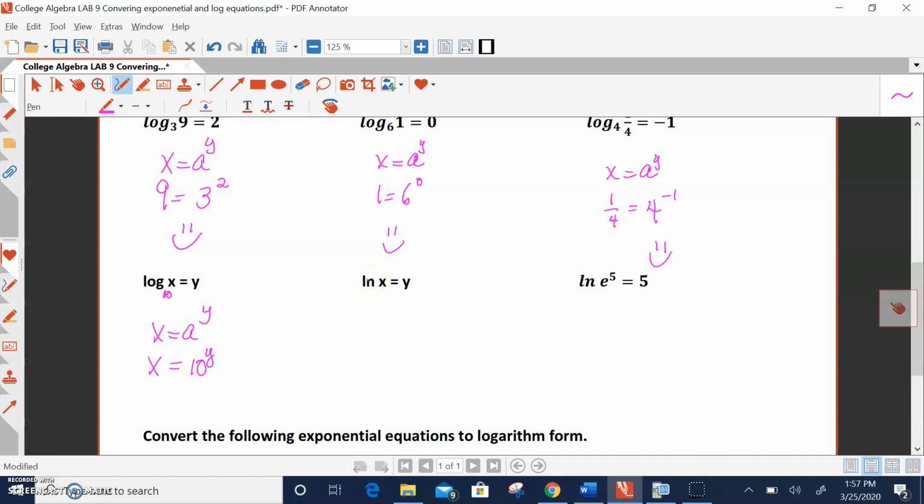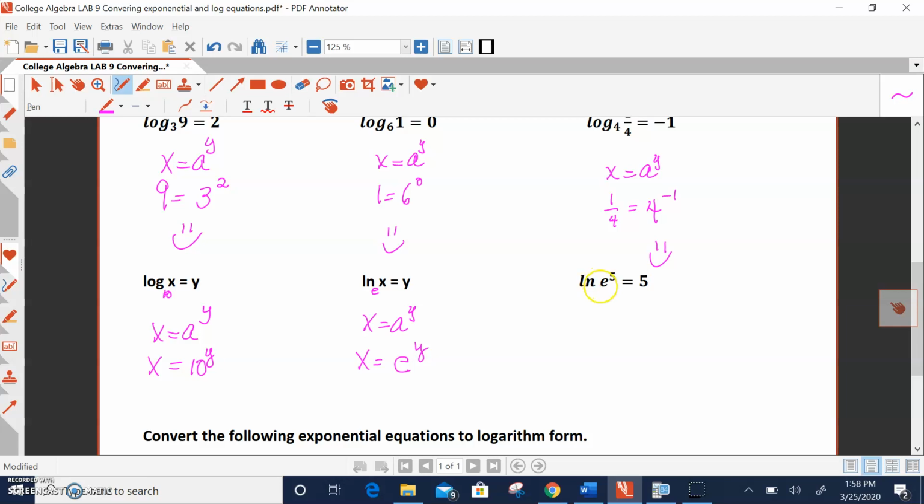I see an ln, and when I see an ln, I automatically put a base e because it's not there, and this will help me remember. Let's rearrange it, x equal a to the y. So the x is in the x position, a is the base, and I wrote in the e, so there's my base, and then y is in the y position. So I'll have x equal e to the y. Remember, this is just practice for what you're going to do in Chapter 5.